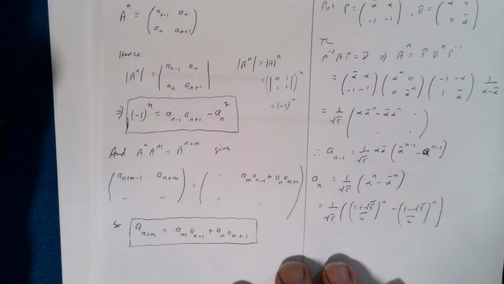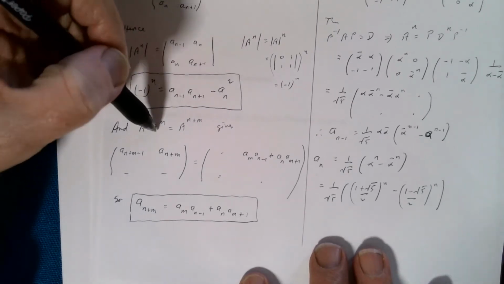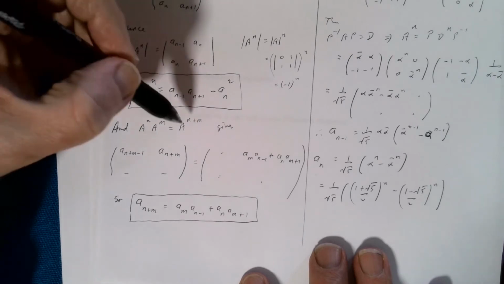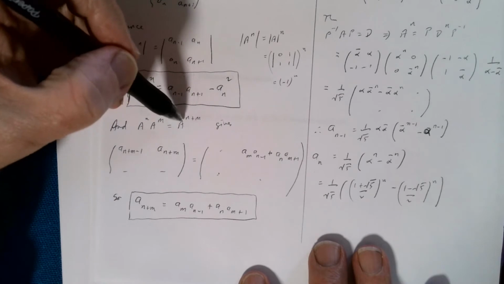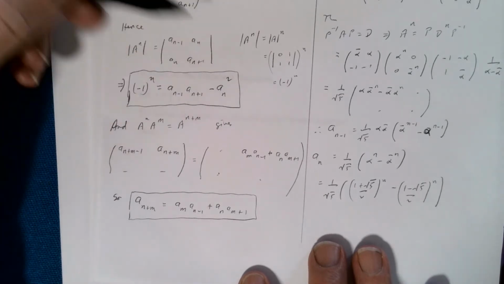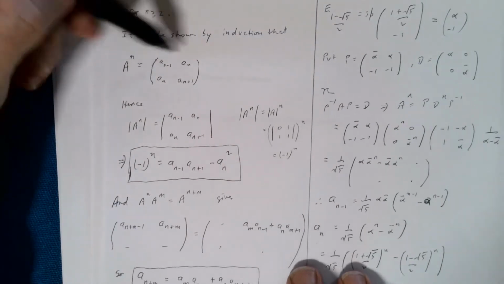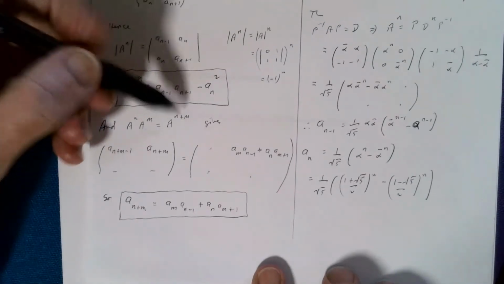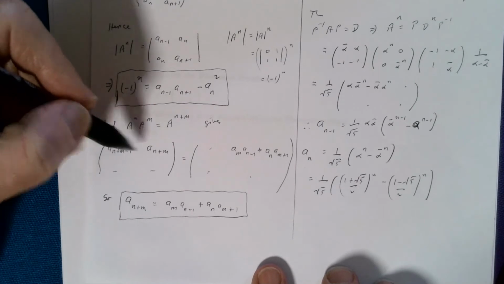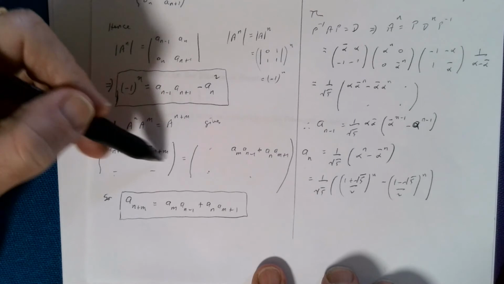Well, you can do more. For example, if I take A to the n times A to the m, then since A commutes with itself, this is just A to the n plus m. And using our formula up here that we had for A^n, we can write down what this matrix looks like in terms of the Fibonacci numbers. It's a_{n+m-1}, and there's the (n+m)th Fibonacci number there and there. I'm only interested in this one, in fact.